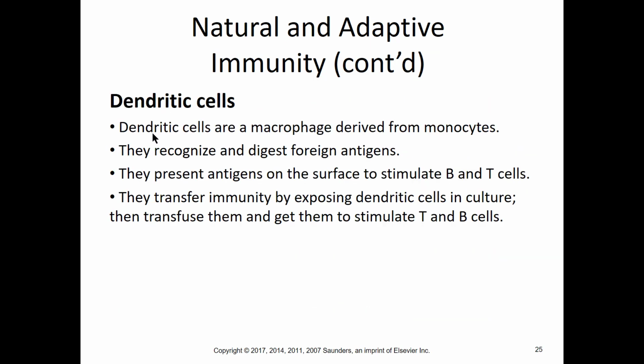Dendritic cells are macrophages derived from monocytes. They recognize and digest foreign antigens. They present antigens on the surface to stimulate B and T cells. They transfer immunity by exposing dendritic cells in culture. They transfuse them and get them to stimulate T and B cells.